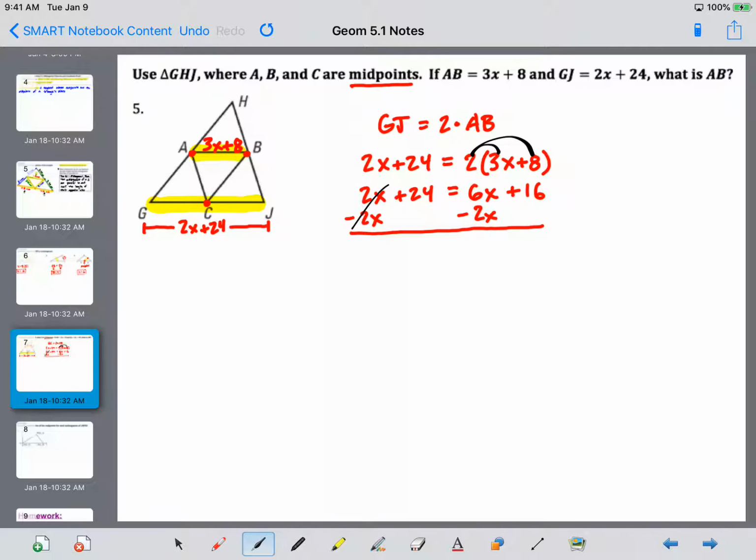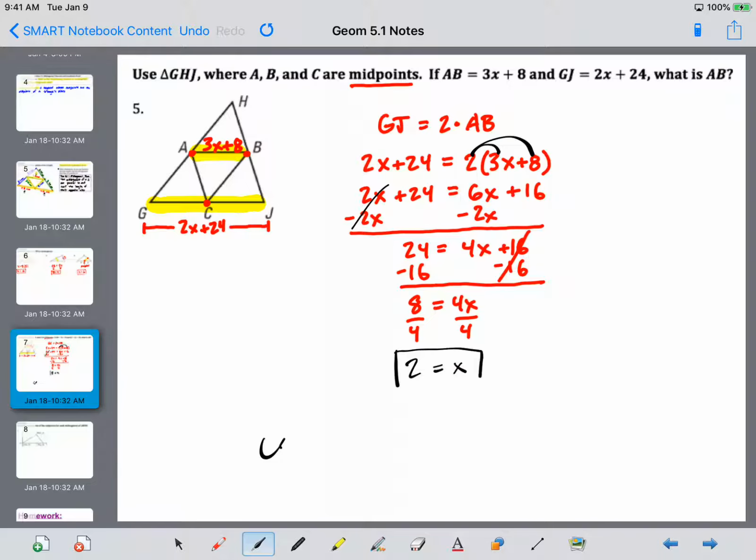So these will cancel. I end up with 24 equals 4x plus 16. And let's go ahead and subtract that 16 from both sides. Those cancel. We get 8 equals 4x. So lastly, if I divide both sides by 4, I get 2. And this doesn't want to work for me, so let's try this. All right, we'll use this one. 2 is equal to x. Oh, I don't know why I boxed that. So 2 is x, but remember this question is asking for AB.